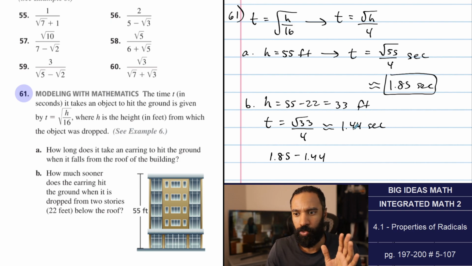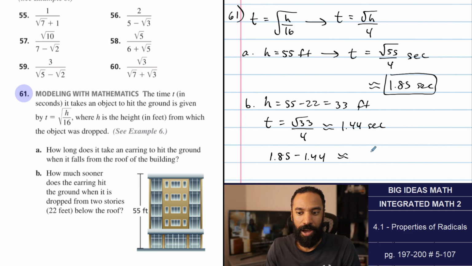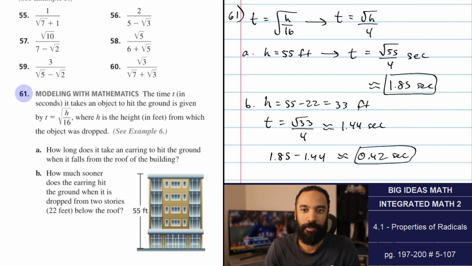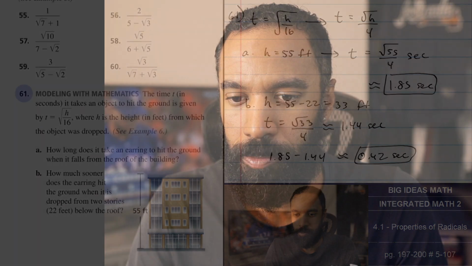So it's around 0.42, which actually would not work. 0.42 seconds, which you're probably saying, Mr. Robinson, 1.85 minus 1.44 is 0.41. Yeah, but let me show you what I'm doing in my calculator here. I did root 55 over 4 and root 33 over 4, and I'm using the exact values. I'm taking root 55 over 4 minus the previous answer, and it's 0.417. That rounds up to 0.42.